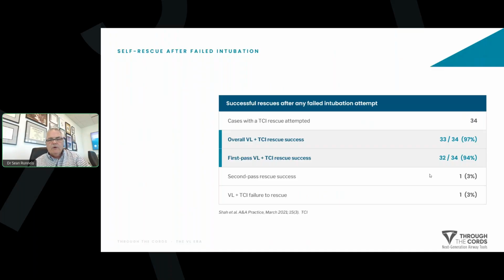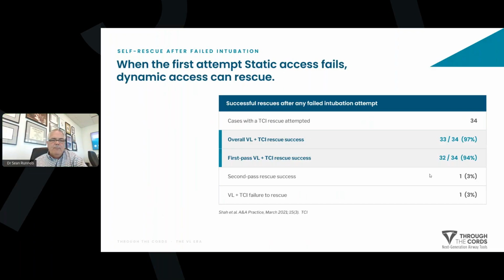So what about when you fail with a rigid stylet in a video laryngoscope? This is a consecutive case series published in A&A Practice. What it says is dynamic access can rescue after that kind of failure. So overall, video laryngoscopy plus a dynamic introducer had a rescue success of 33 out of 34 cases, a 97% rescue rate. 94% of those happened on the first attempt.